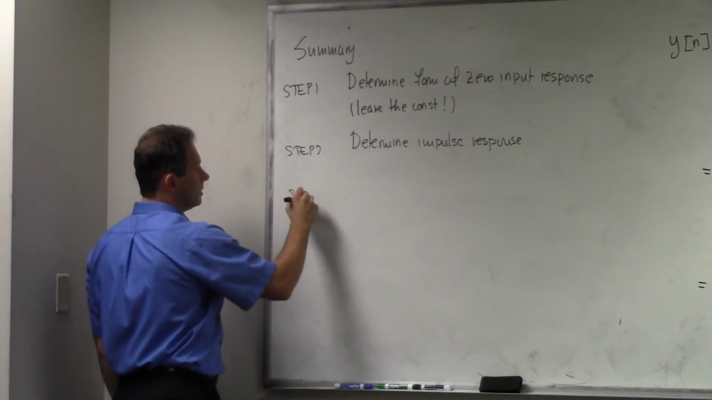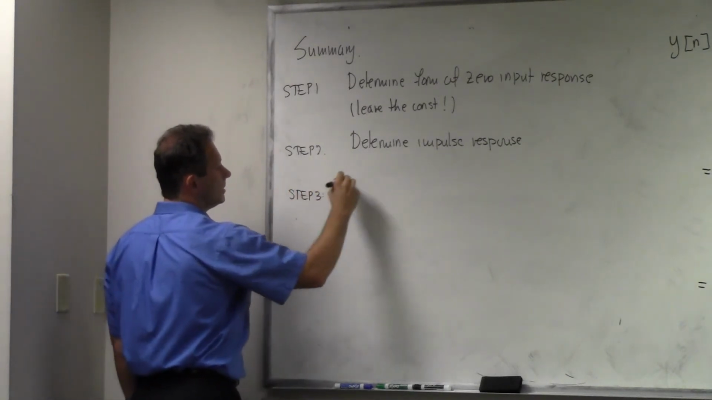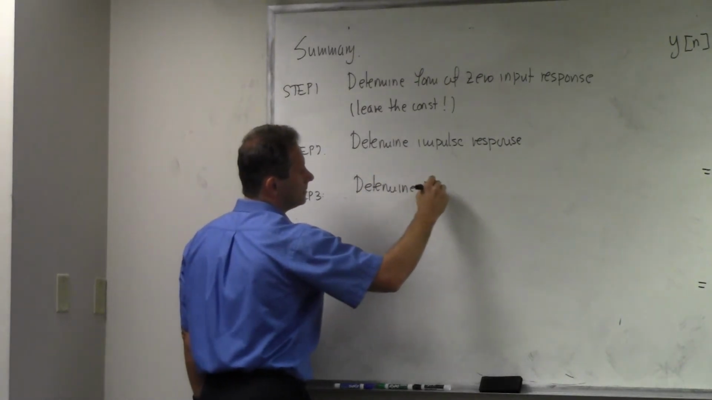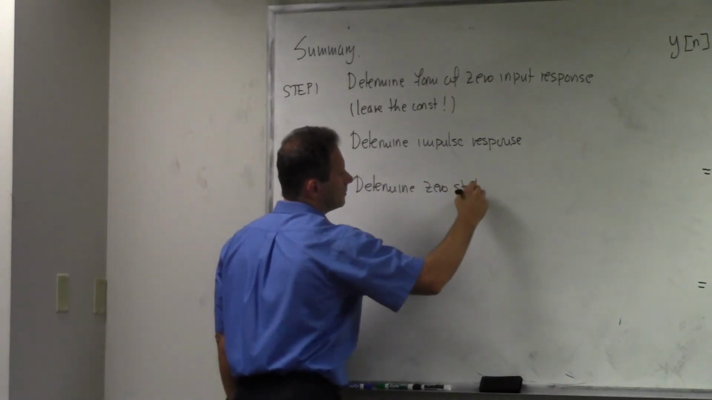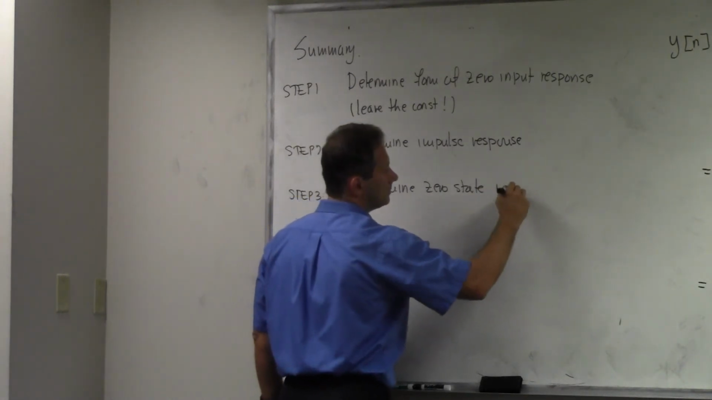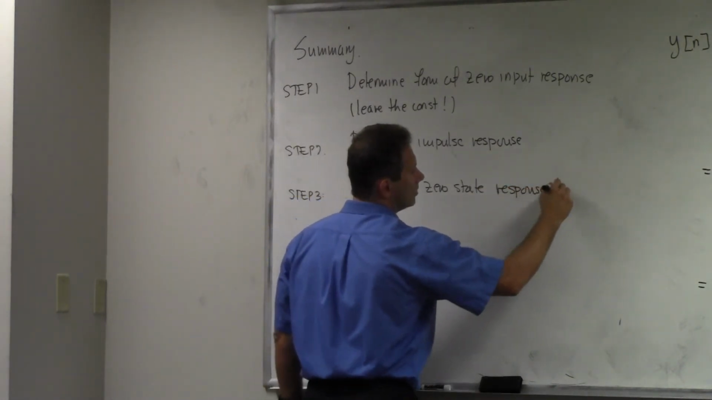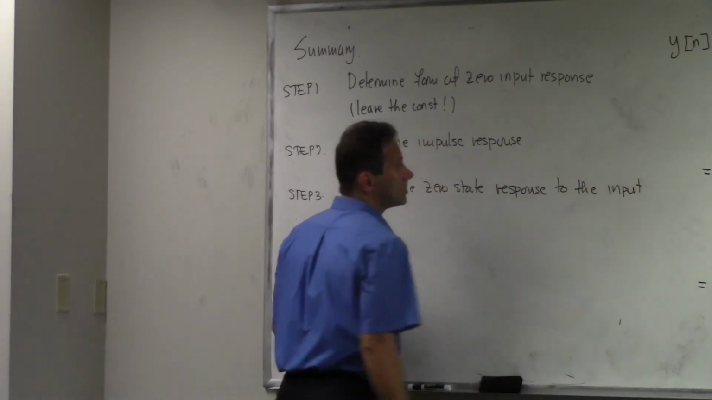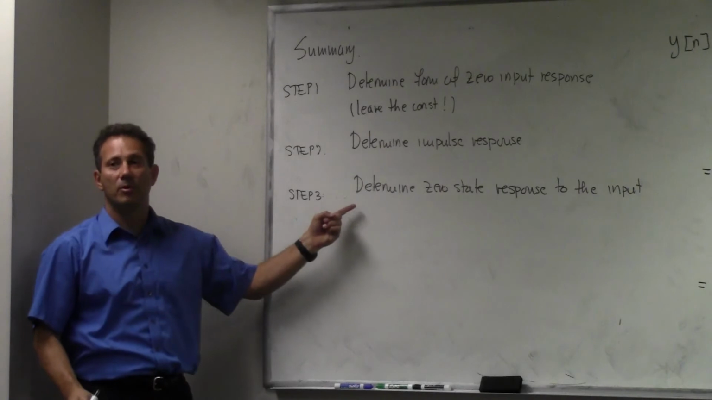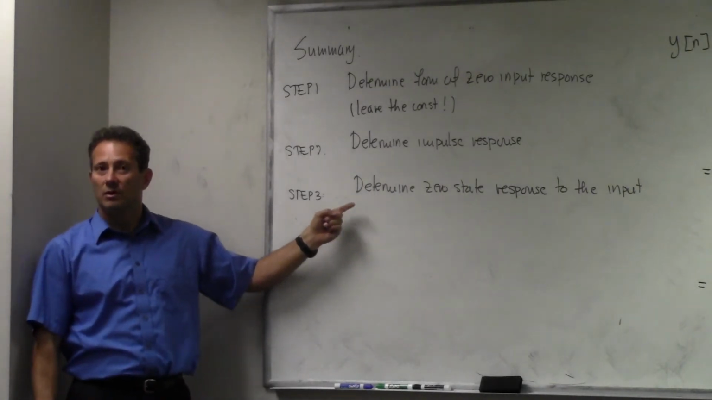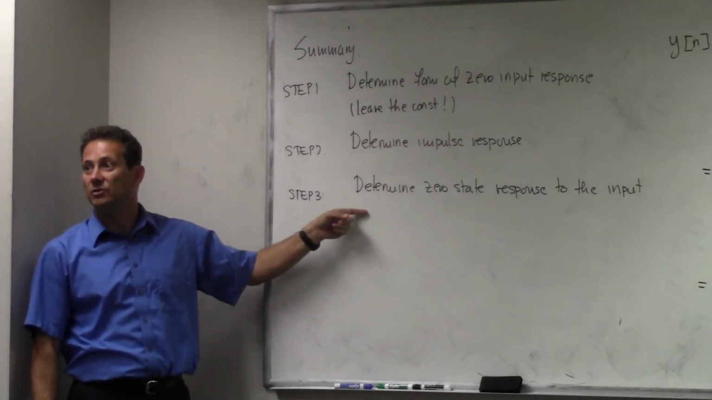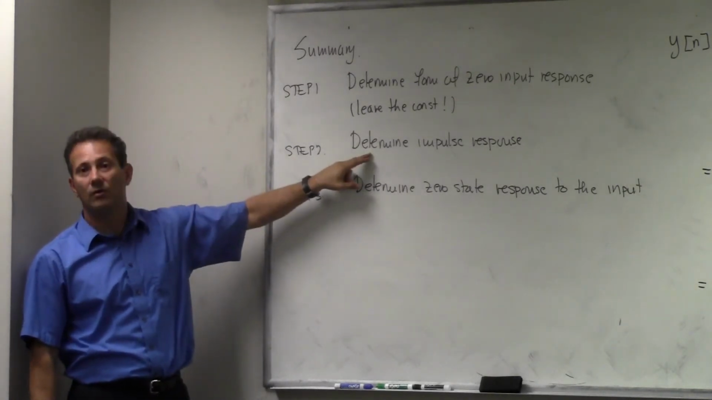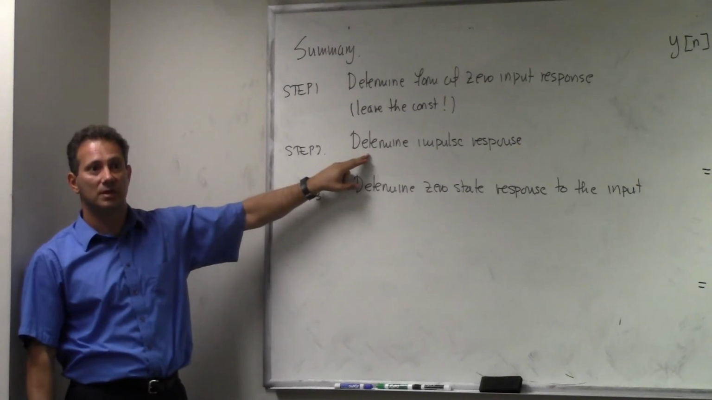The third step is determine zero state response to the input. This is a straightforward step, but usually the most laborious, right? Here is where you're hit with the convolution. Here's where you need to evaluate convolution of some sort, because you have x of n that you have to convolve with an impulse response that you determined in step 2.